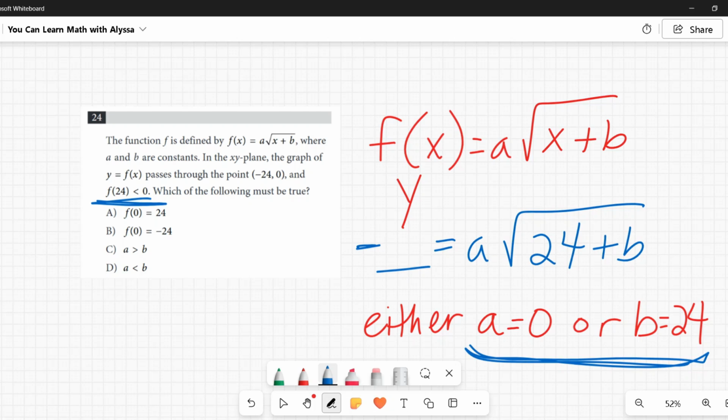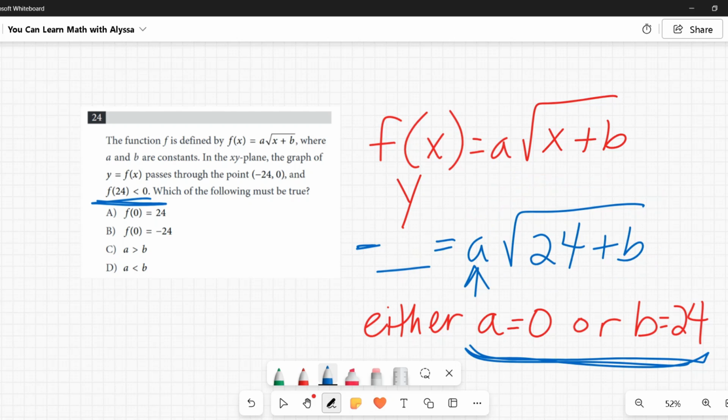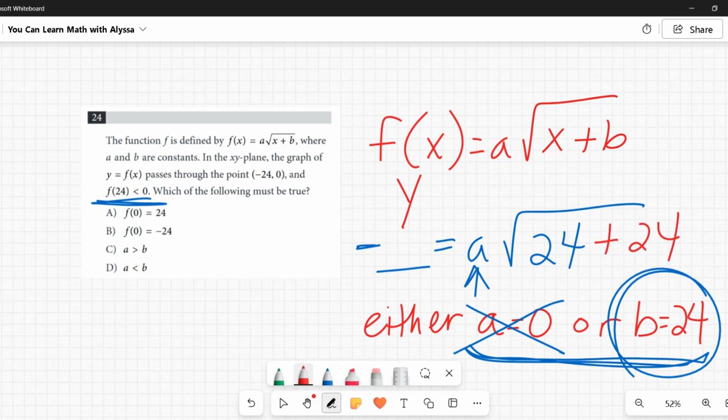Okay, what happens if I plug in 0 for a? It doesn't matter what b would be, because it would be multiplied by 0 and I would get 0 again. Not less than 0, not a negative number, just 0. That's not happening, so a is not 0. So this must be true: b is 24. Well, what happens when I plug in 24 for b? I'm getting a times the square root of 48. The square root of 48 is not an integer, but it is a positive number.